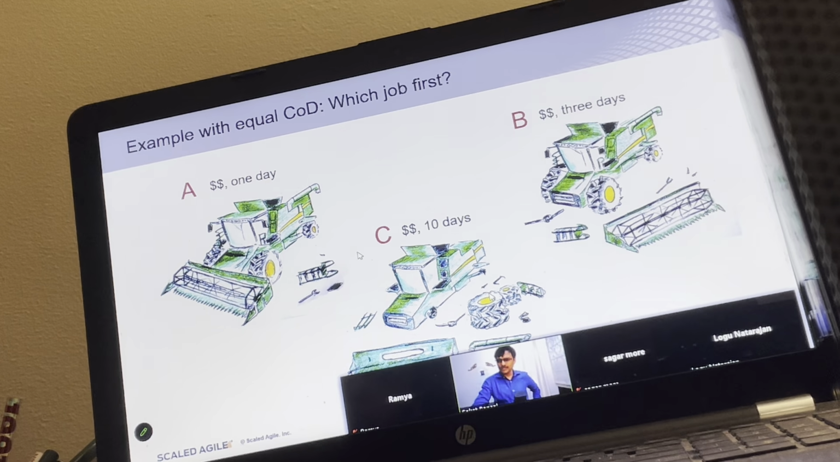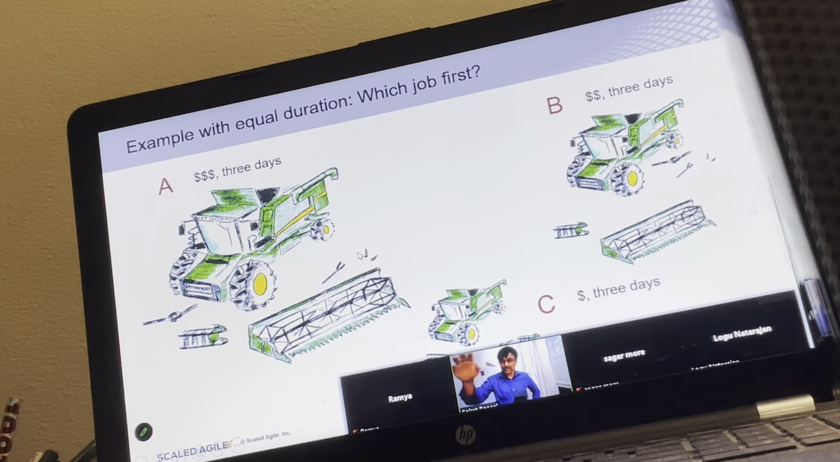Now, similarly, we can do the reverse calculation also. For example, all trucks require 3 days of maintenance, but A gives you $1,000, B gives you $100, and C gives you $10 once it is ready. Then also I want to go with A first because after 3 days I want to earn $1,000. So the calculation is simple: return divided by the investment of days. And SAFe is saying this is what we call WSJF.